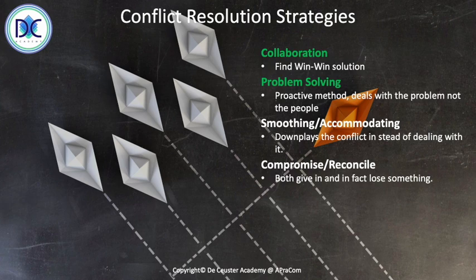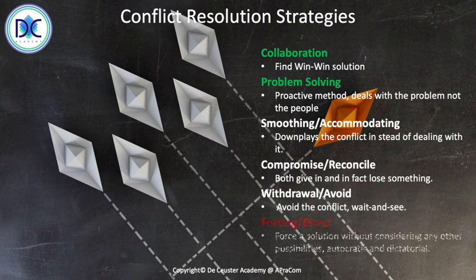There is also withdrawal and avoid. We avoid the conflict. We apply a wait and see strategy. And then we have forcing or direct. We force a solution without considering any other possibilities. It's very autocratic and dictatorial. Now, different solutions may happen. I typically say smoothing, accommodating is not so nice. Compromise, reconcile is not so good. Withdrawal or avoid is also not so good. Forcing is really a negative solution.